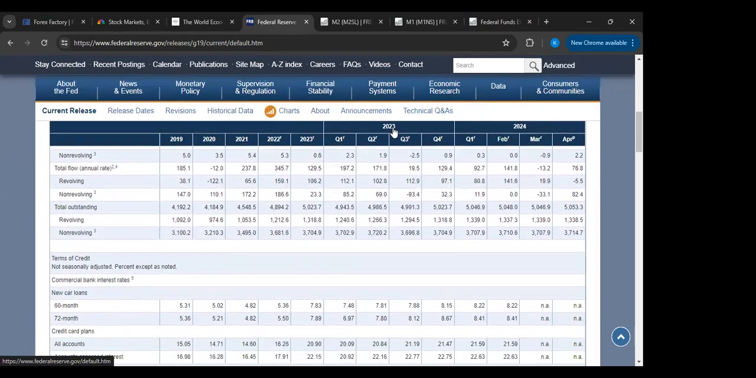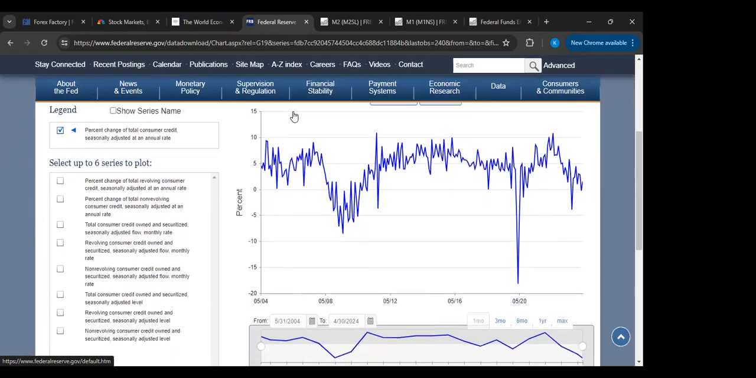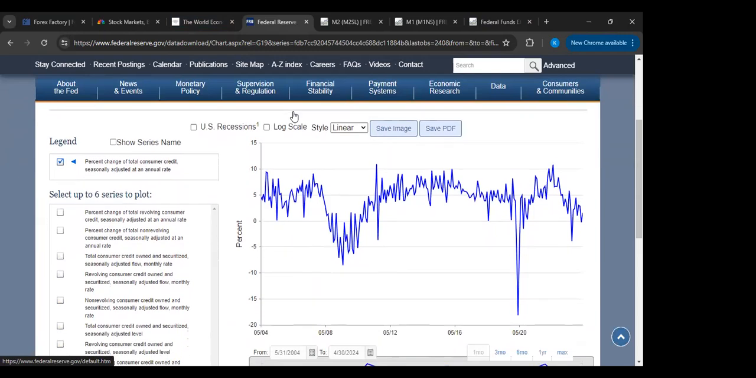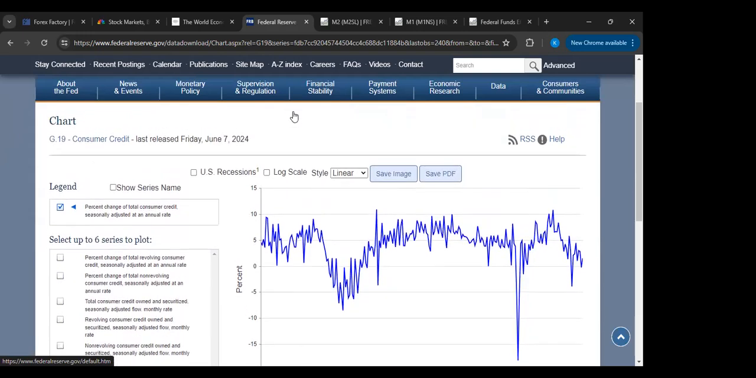I don't actually like this graph form, sorry. I like charts. I'm more of a chart person. Charts are just easier to read. You can pull it up and just see it. But you can go through here and look at consumer credit. You can find out from this how much debt, how much consumer credit people are using, how much revolving versus non-revolving.